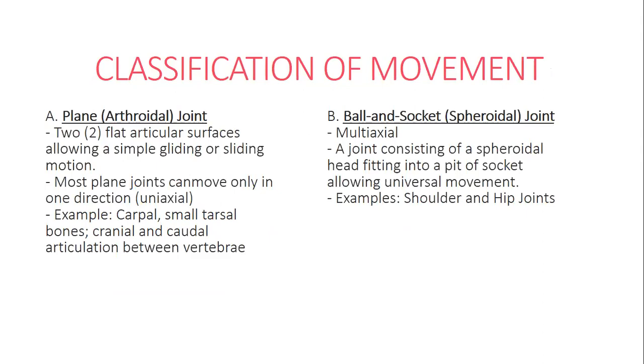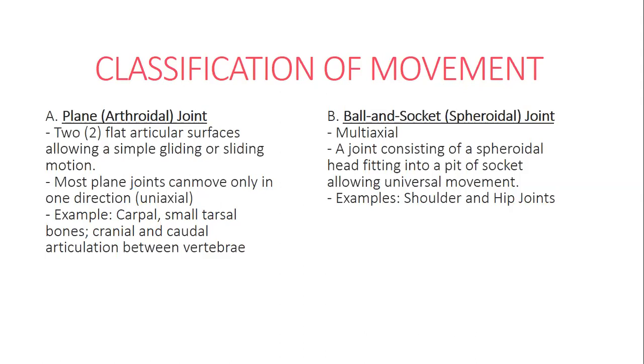Then we have the classification according to movement. When you say arthrodial joint, it has two flat articular surfaces allowing a simple gliding or sliding motion. Most plane joints can move only in one direction, or we call it uniaxial. Examples of this are the carpal and small tarsal bones, and the cranial and caudal articulations between the vertebrae. The caudal and cranial articulations of the vertebrae will allow you to extend and flex your vertebrae, while the carpal and small tarsal bones will allow you to move your wrist up and down.